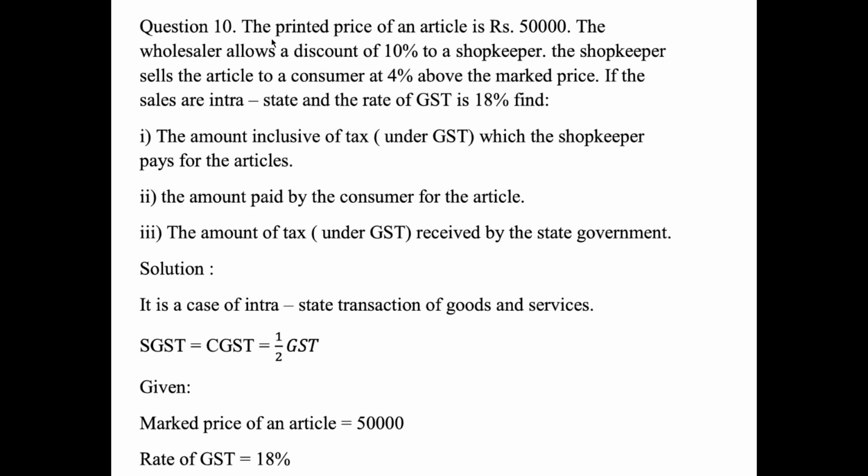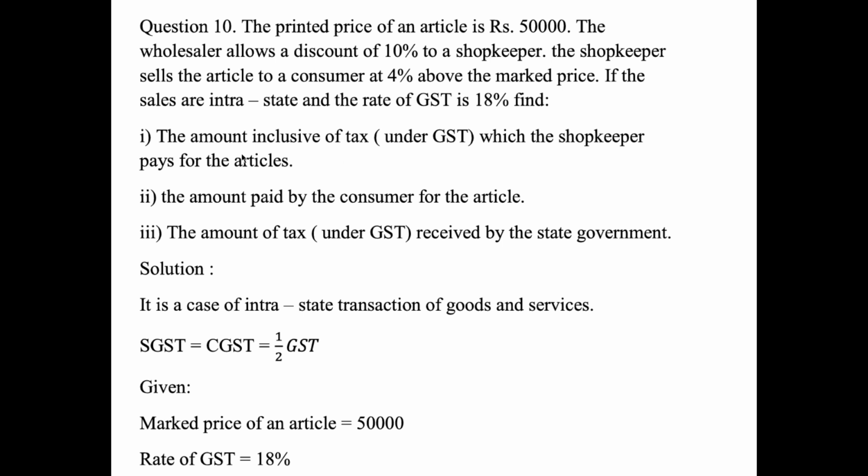Come to the next question, the printed price of an article is rupees 50,000. The wholesaler allows the discount of 10% to a shopkeeper, and the shopkeeper sells the article to a consumer at 4% above the marked price. If the sales are interstate, the rate of GST is 18%.